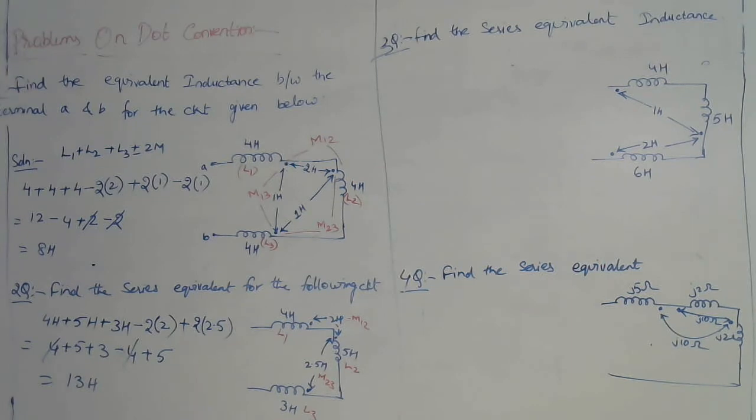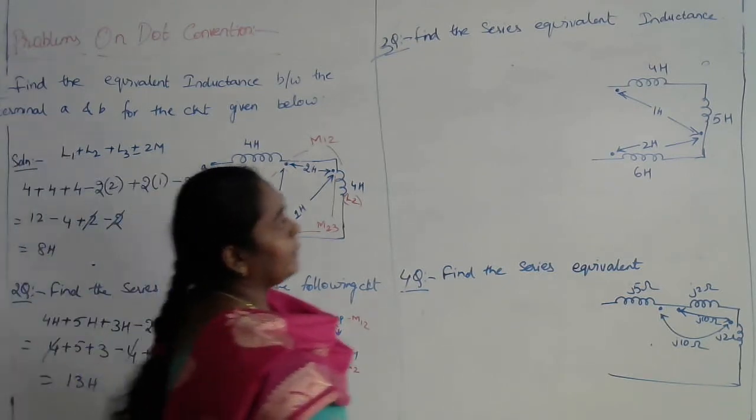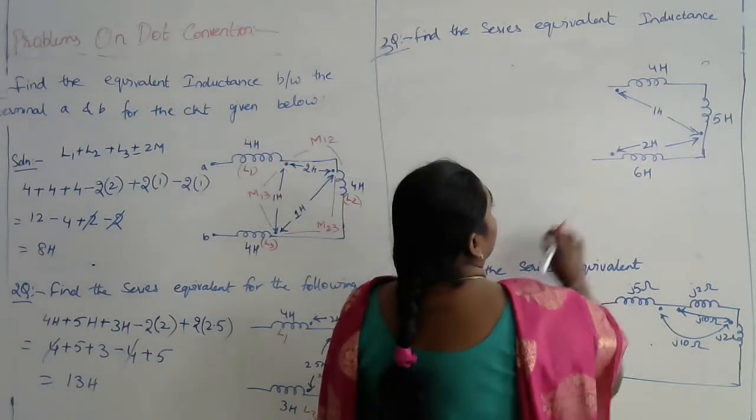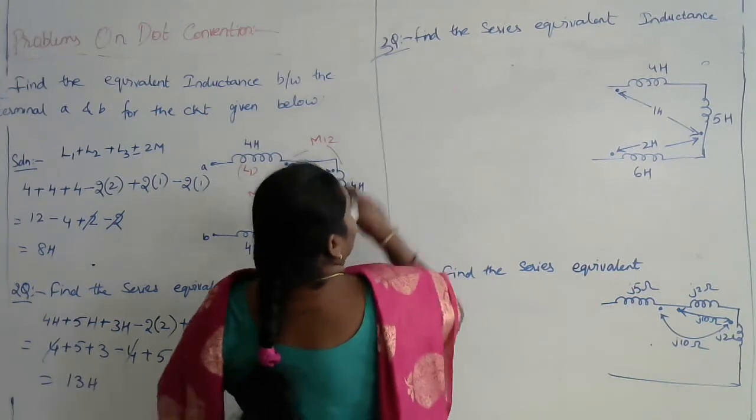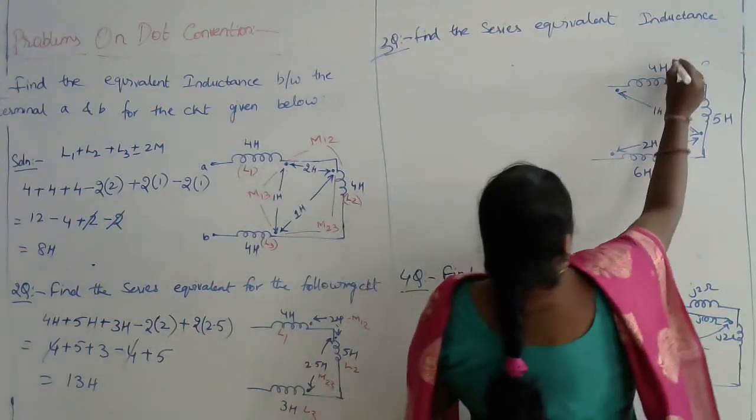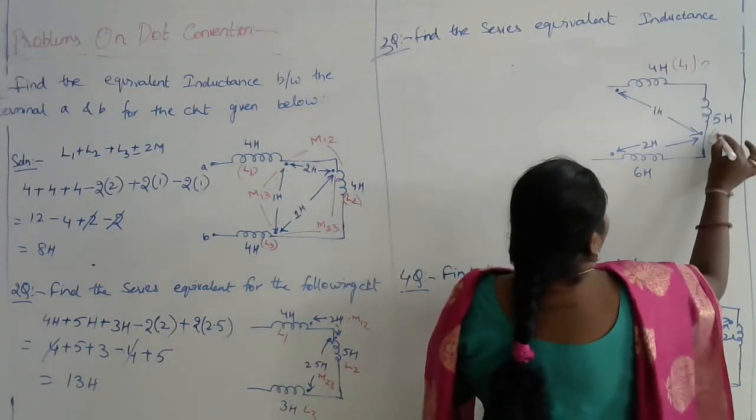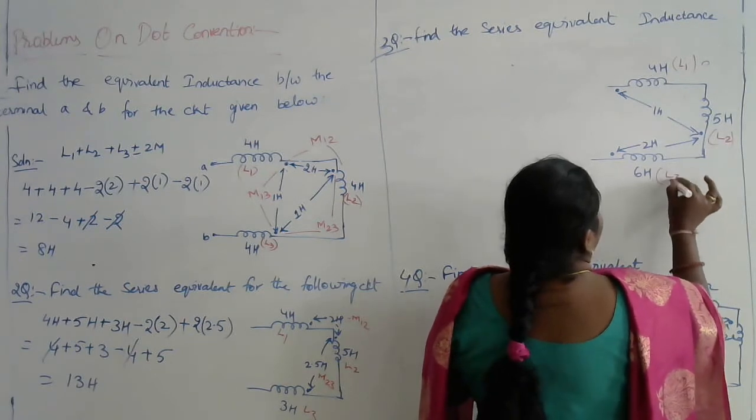Now let me consider the next problem, find the series equivalent. So here the inductances are three inductors, that is L1, L2, L3.